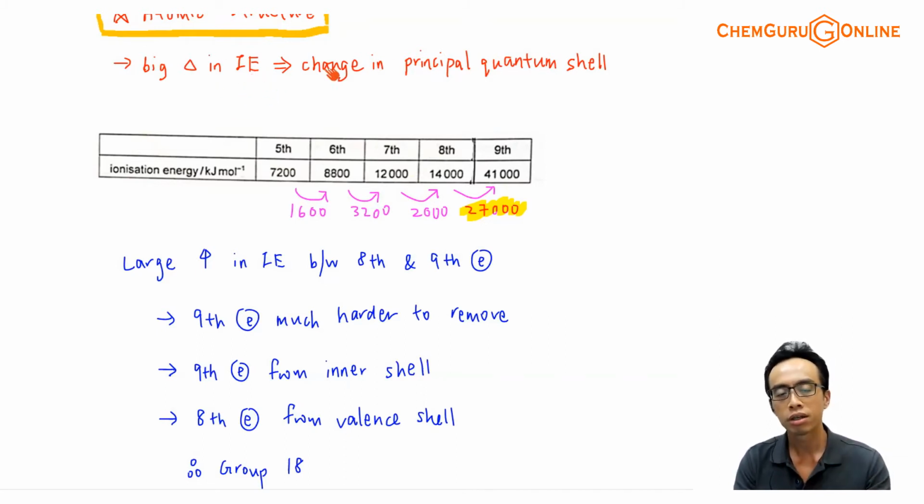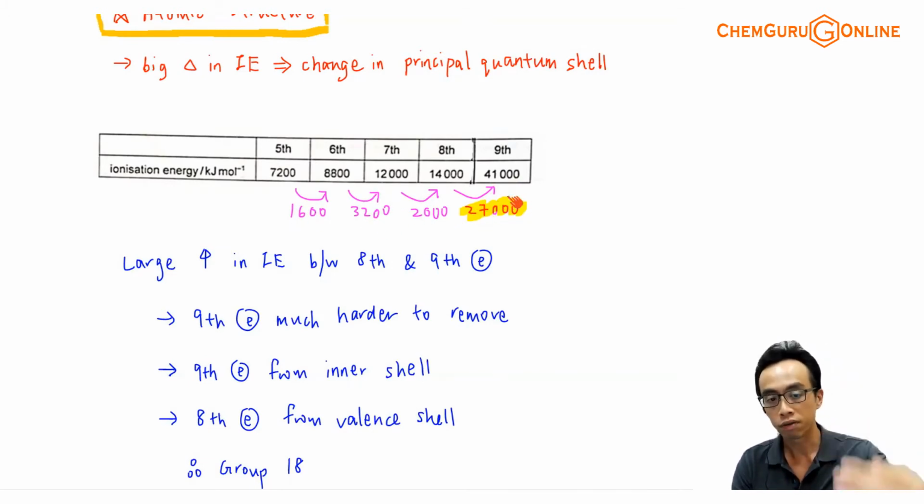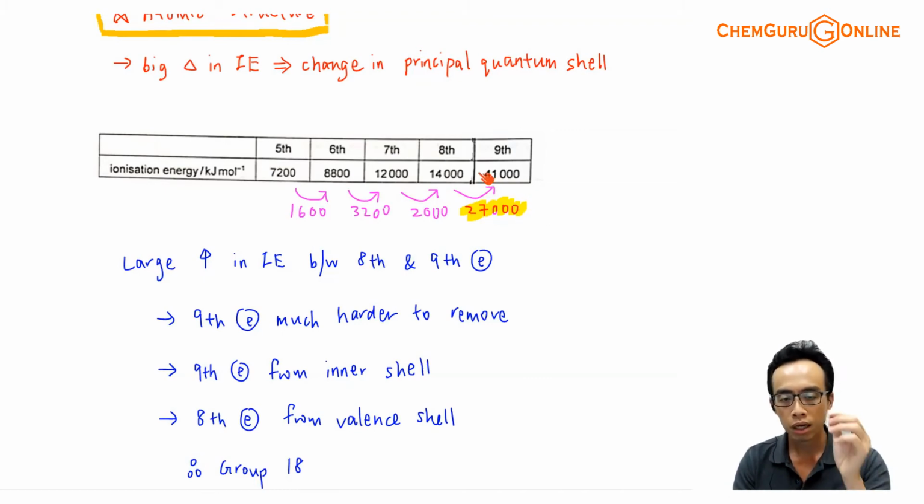because it is linked directly to the change in the principal quantum shell. So in this case, the most significant increase in ionization energy is between IE number 8 and IE number 9, 27,000 as compared to the rest of them. The rest of them are just a few thousand. Then you notice there's a very big increase from the 8th to the 9th ionization energy.